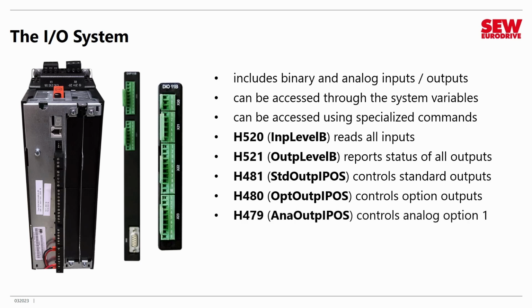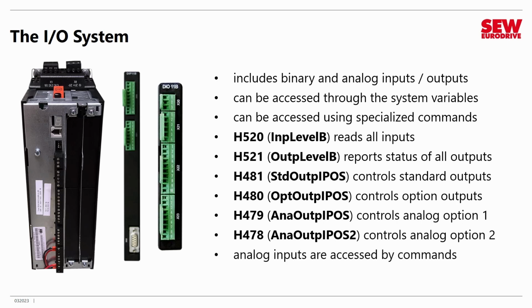There's H479, ANA OUT P IPOS. It allows you to control the analog output option. And H478 does the same thing on the second analog output option. To access the inputs, you don't use the system variables. There are commands to read the analog inputs, and you will eventually be writing a program that reads those. So that's the I/O system, how it's handled. Now, I've alluded several times to multitasking. It's now time to explain what it is and why we care about it.